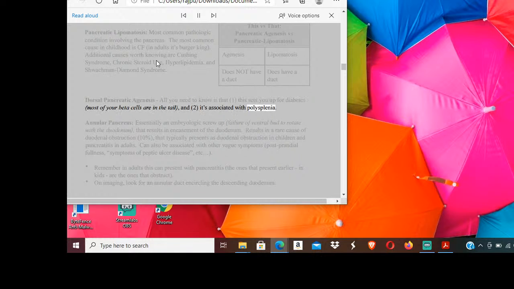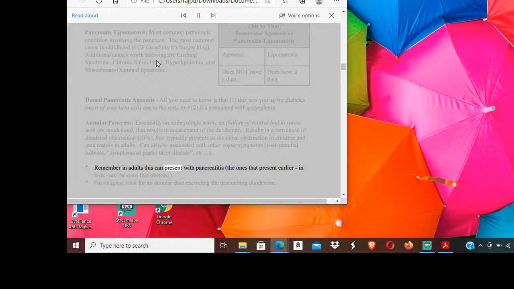It's associated with polysplenia. Annular pancreas, essentially an embryologic screw-up, failure of ventral bud to rotate with the duodenum, that results in encasement of the duodenum. Results in a rare cause of duodenal obstruction, 10%, that typically presents as duodenal obstruction in children and pancreatitis in adults. Can also be associated with other vague symptoms, postprandial fullness, symptoms of peptic ulcer disease, etc.